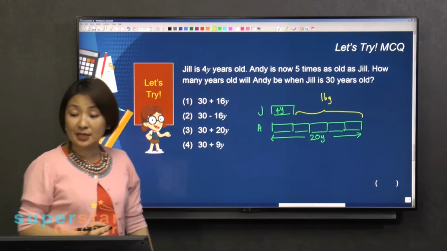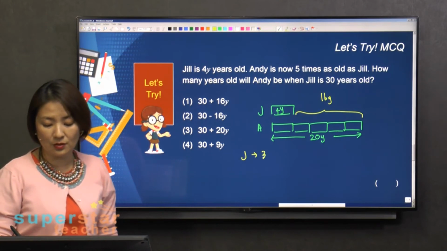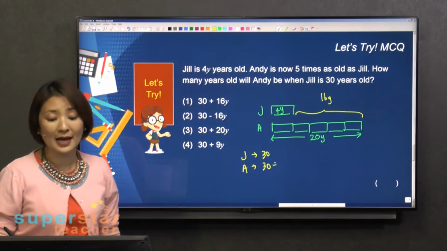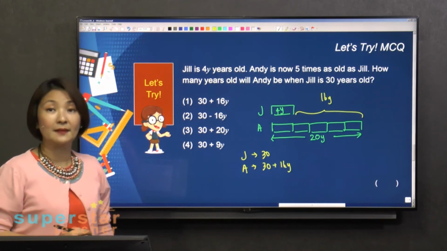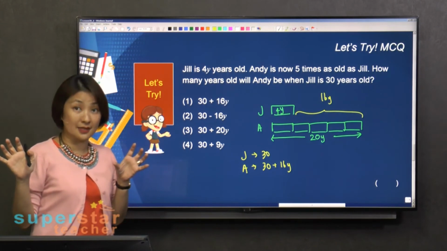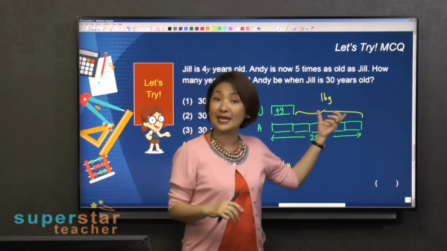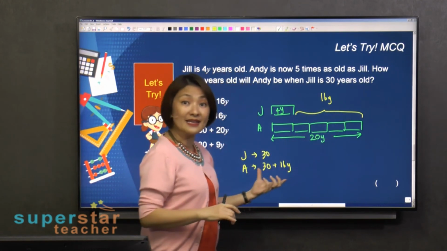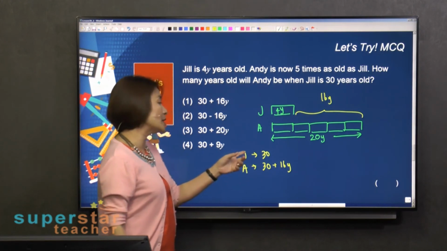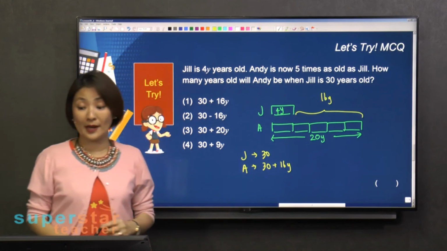Okay, so when Jill is 30 years old, then Andy must be, same like Jill, 30 plus another 16y. Alright, so did you use the age difference did not change? Yes, you did. Okay, the age difference is 16y. Many years later, the age difference will still be 16y. So that's why when Jill is 30, Andy must be 30 plus another 16y.